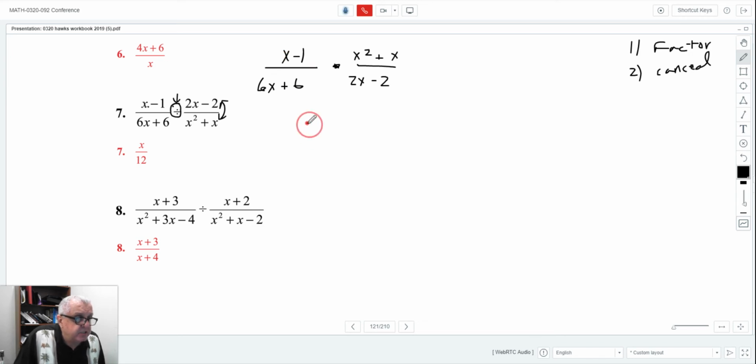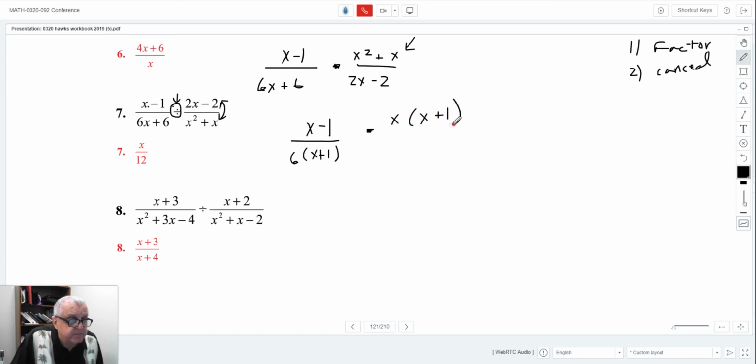So nothing factors on the top of the first fraction, but a 6 factors out of the bottom. Do you see how I can factor a 6 out of there? On the top of this one, an x factors out of there. If I divide both of those by x, I'm left with x plus 1. And on the bottom, a 2 factors out, and I'm left with that. Okay, so we factored everything out.